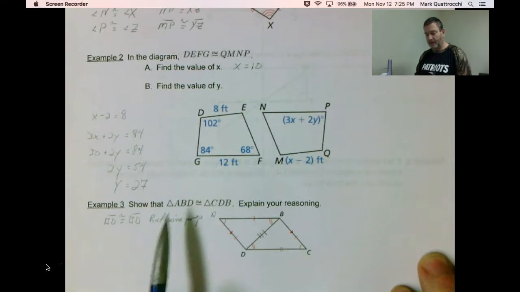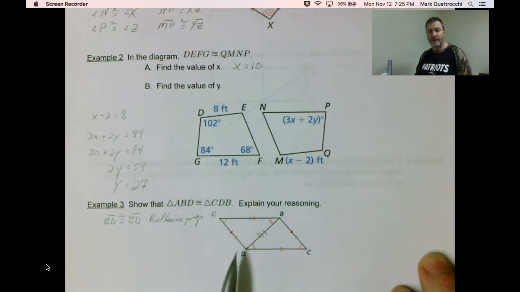That was easy. And then last we have AD congruent to CB. AD congruent to CB, that's given information. Okay, so I already have my 3 pairs of congruent sides. I now need my 3 pairs of congruent angles.